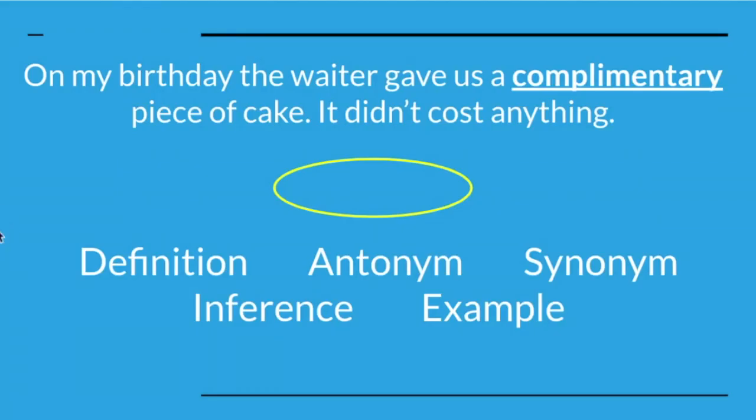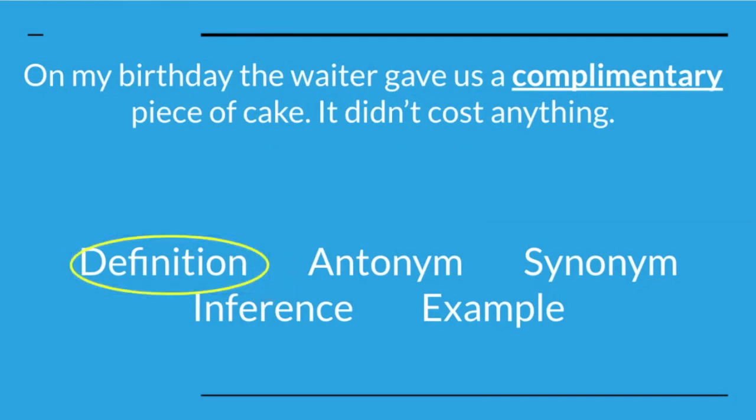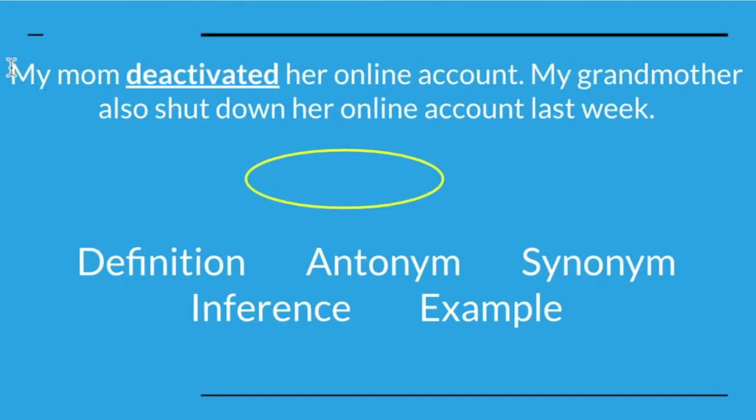On my birthday, the waiter gave us a complimentary piece of cake. It didn't cost anything. Our unknown word is complimentary. And if I read the next sentence, it says, it didn't cost anything. So what type of clue do you think that is? Yes, it's a definition clue. It's telling us what the word means in the next sentence. So complimentary means it's free. It doesn't cost anything.